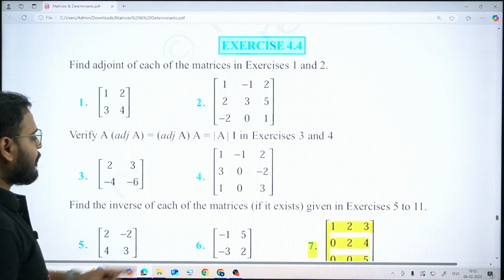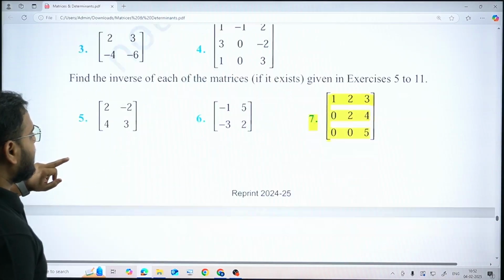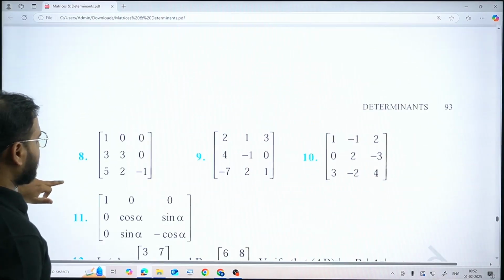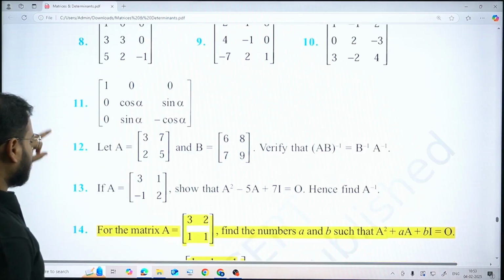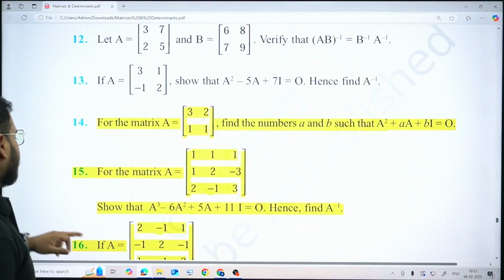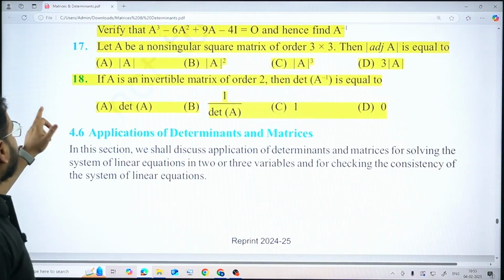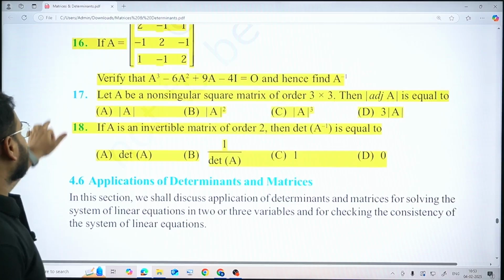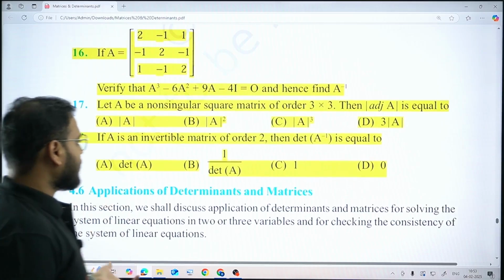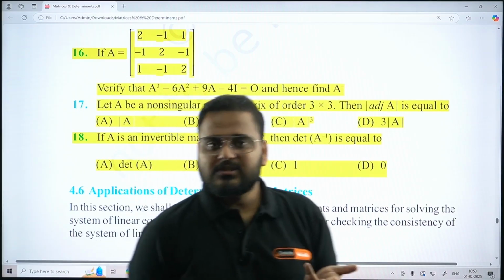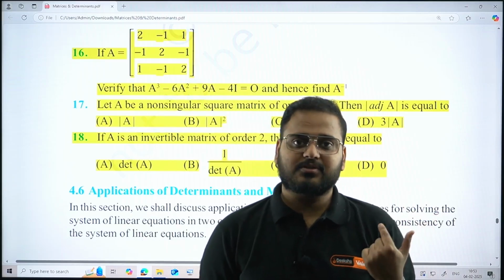Exercise 4.4, question number 7. I've given you question number 7 and question number 14, 15, 17, and I think 16 also, 16, 17 and 18. So here is the questions list. Please go ahead, download the sessions PDF from the WhatsApp channel and solve these questions without fail.